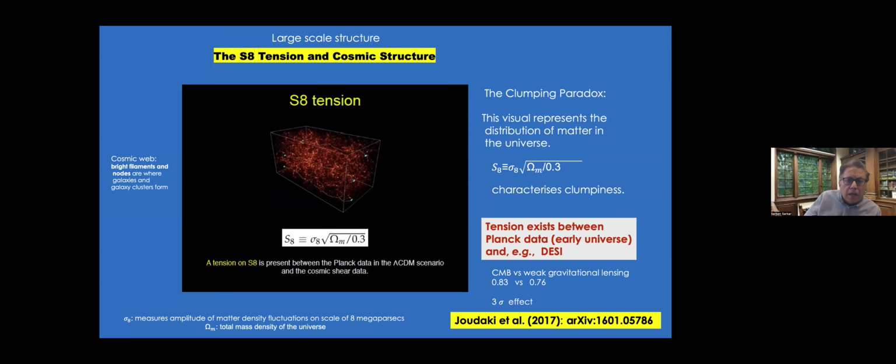And this is to do with the large-scale structure of the universe. You can see here just a simulation of the cosmic web. Bright filaments and nodes are where galaxies and galaxy clusters form. And there is a quantity called S8, which is related to the clumping. This is not expansion anymore. It's to do with the clumping in the universe. And S8 is made up of sigma 8, which measures the amplitudes of matter density fluctuations on scales of 8 megaparsecs. And omega m is the total mass density of the universe.